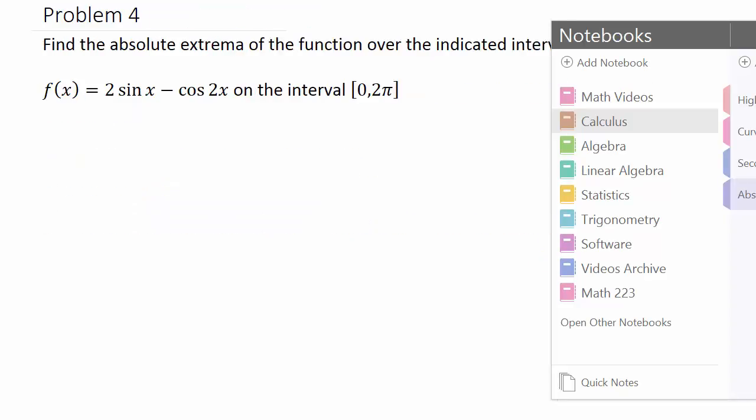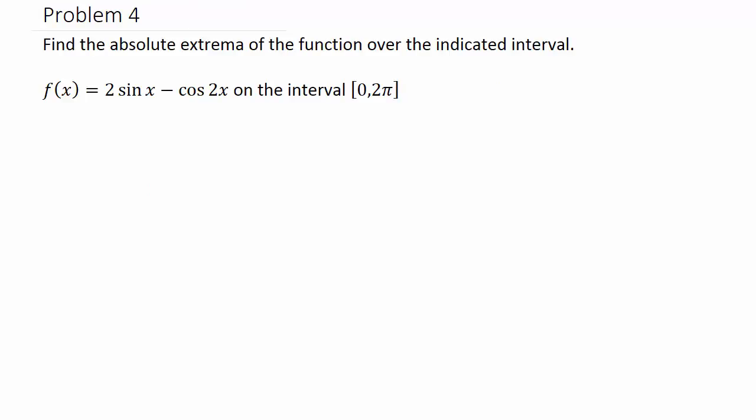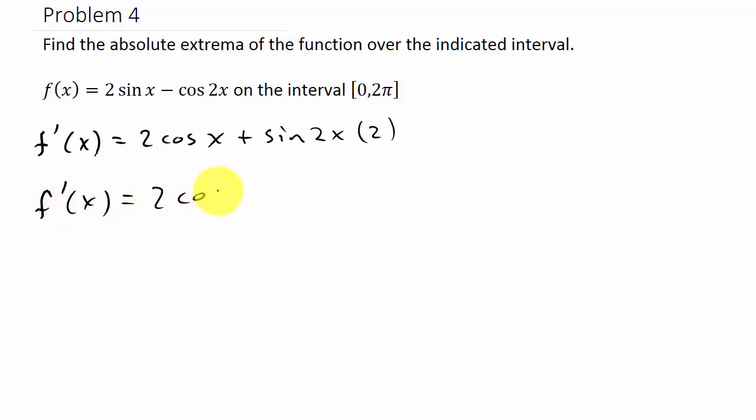So let's see what we've got. First, find the critical numbers, so we take the first derivative. That's going to be 2 cosine x, and then the derivative of cosine is negative sine, so that's plus 2 sine of 2x times the derivative of what we're taking the sine of, which is 2. And so I've got f prime of x is 2 cosine x plus 2 sine 2x.